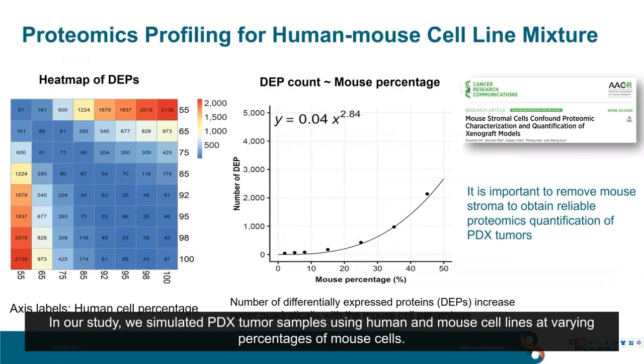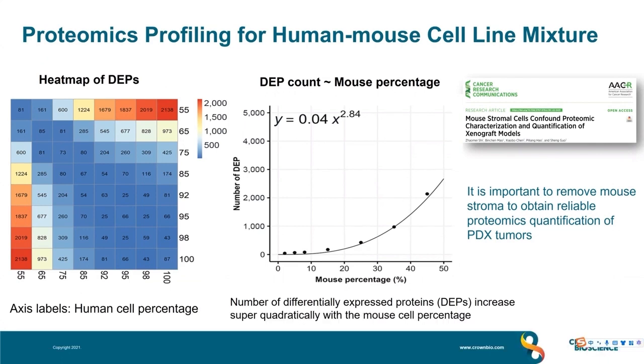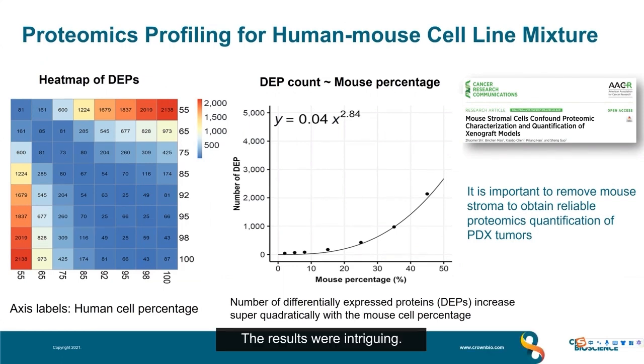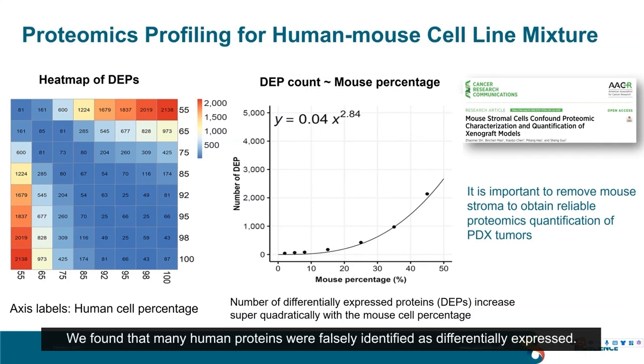In our study, we simulated PDX tumor samples using human and mouse cell lines at varying percentages of mouse cells. We employed the tandem mass tagging, aka TMT, for proteomics profiling. The results were intriguing. We found that many human proteins were falsely identified as differentially expressed.